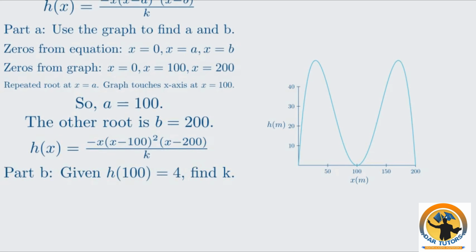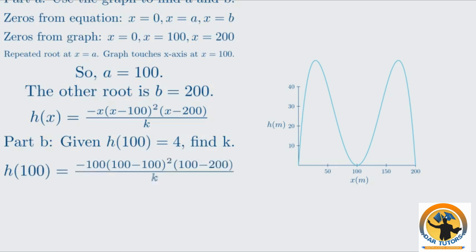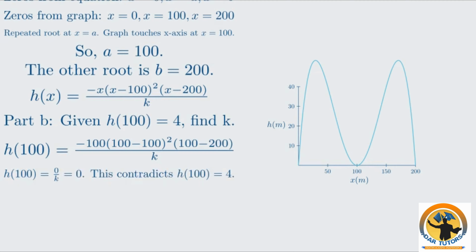Let's substitute x equals 100 into our equation for h of x. H of 100 equals negative 100 times 100 minus 100, squared times 100 minus 200, all divided by k. The term 100 minus 100 is 0, so the entire numerator becomes 0. This means h of 100 is 0, not 4. This is a contradiction. The graph clearly shows the roller coaster is at height 0 at x equals 100. The problem statement is incorrect.